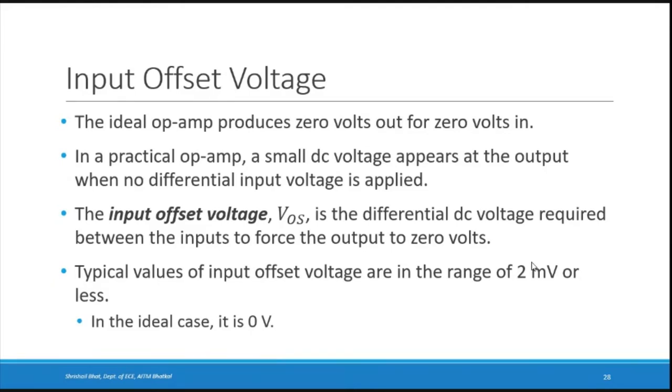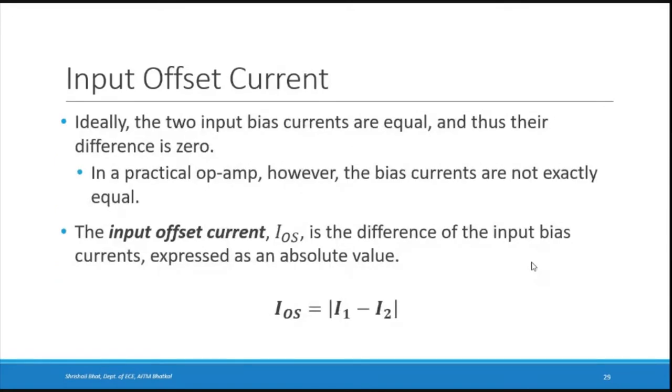Similar to this input offset voltage, there is input offset current. So ideally, when the two input bias currents are equal, two bias currents meaning I1 and I2, that is the currents into the two input terminals, inverting and non-inverting terminals, then the difference is 0. That is I1 minus I2 will be 0. So in the ideal case, both the input bias currents are equal, and that's why their difference is 0.